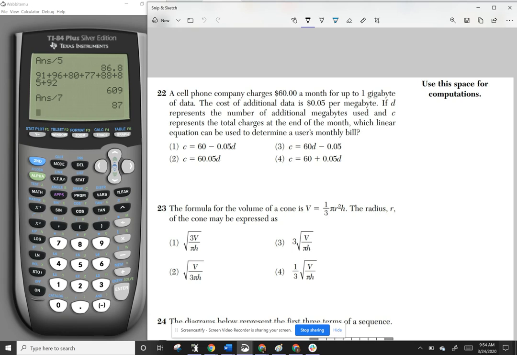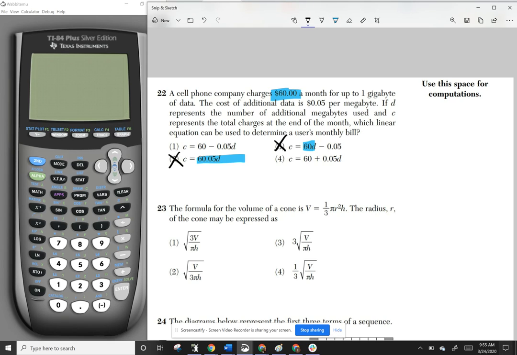Okay, so what is the constant? Like, what is going to be the fee that you are paying for this bill no matter what? It's going to be 60, right? So because it's 60, 60 needs to not be paired with a variable. It's paired with a variable here. And in 2, there is no constant even. That 60 is also paired with a variable. So it can't be 2 or 3.